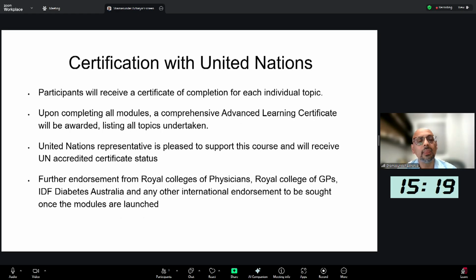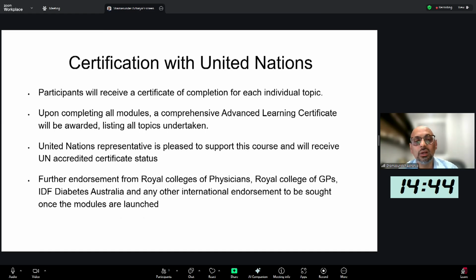I'm also very pleased to announce that we have obtained United Nations certifications for this course. Participants will receive a certificate of completion at the end of each individual topic. And at the end of completing all the modules, a comprehensive advanced learning certificate may be awarded. A United Nations representative is involved in course development, and there will be endorsement from the United Nations.